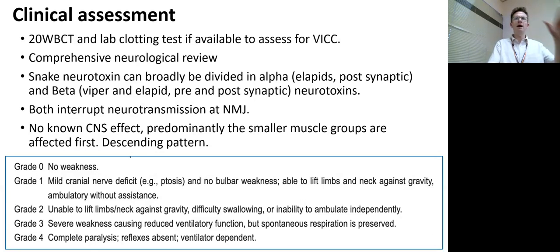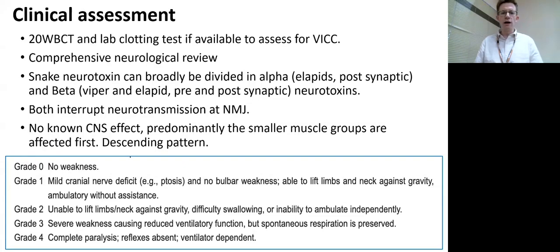So thinking about the types of neurotoxicity within snake bites, neurotoxins within snakes can broadly be divided into alpha neurotoxins and beta neurotoxins, and they act slightly separately. Alpha neurotoxins are exclusively seen in elapid snakes. By elapid snakes, I mean kraits, cobras, taipans, whereas beta neurotoxins can be seen in some elapid snakes, for example, in kraits, but are also seen in some viper species. For example, some distributions of the Russell's viper will develop neurotoxicity, and also some European vipers will give you some neurotoxicity.